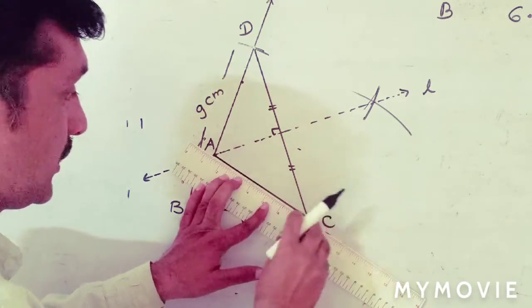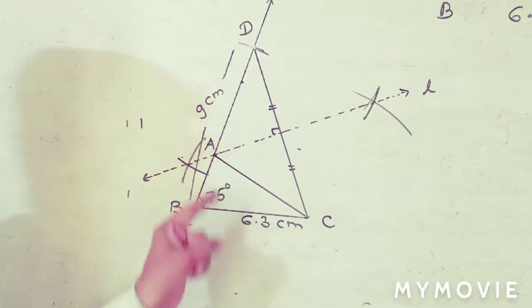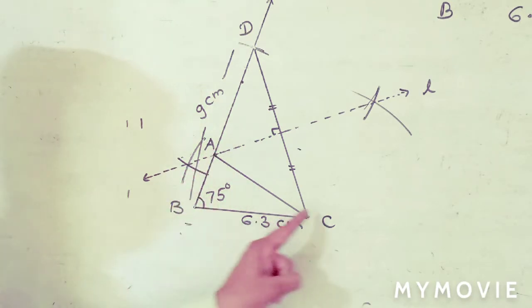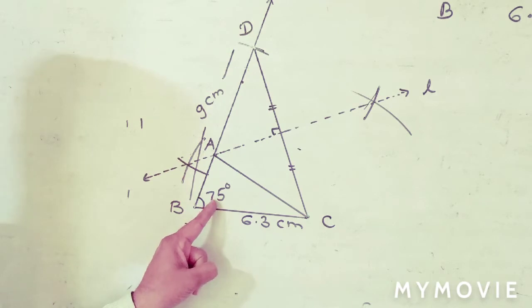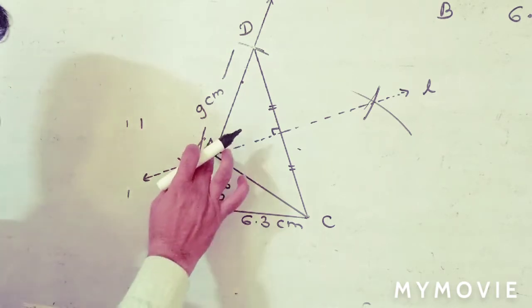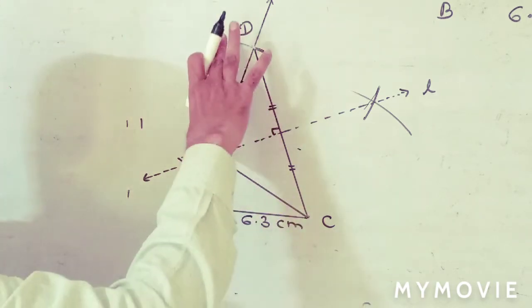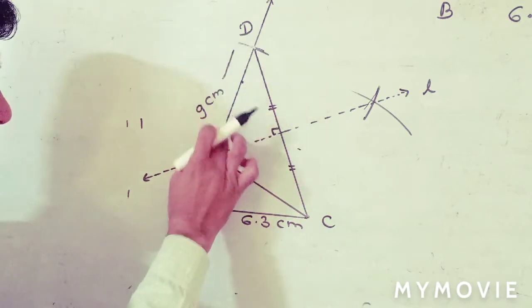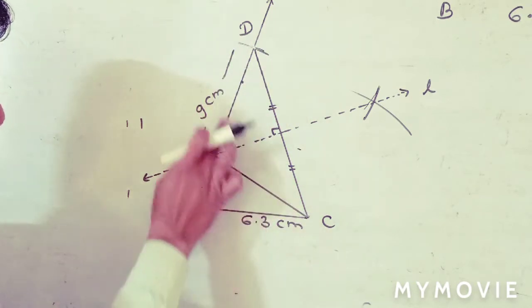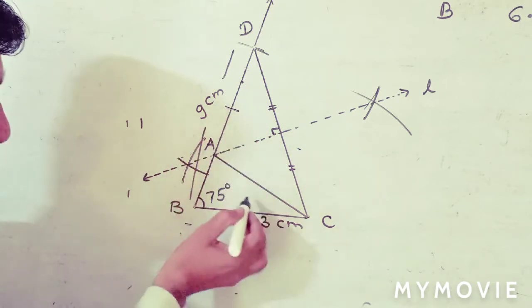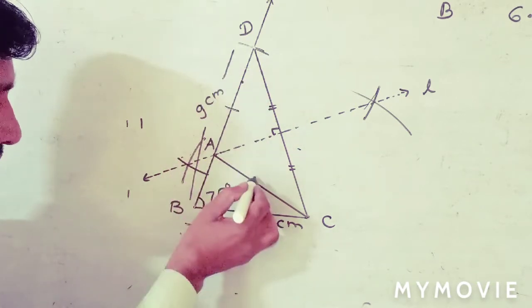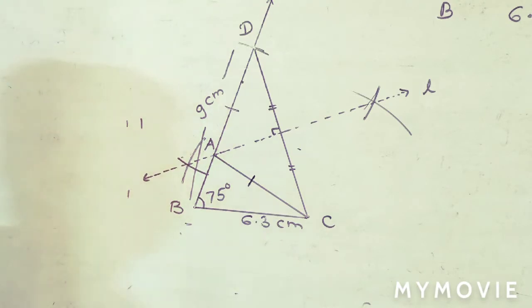Join AC. And now we got the required triangle. Triangle ABC with base 6.3, base angle 75, and the sum of AB and AC is 9. Here AD and AC both are equal. AC is congruent to AD. In this way we drew the required triangle ABC.